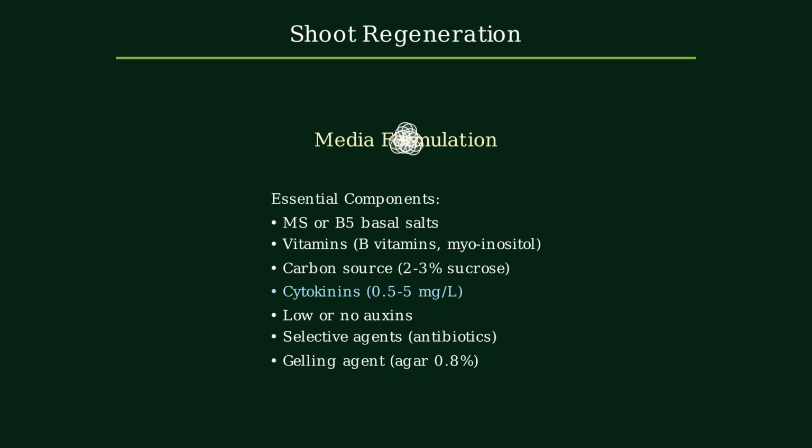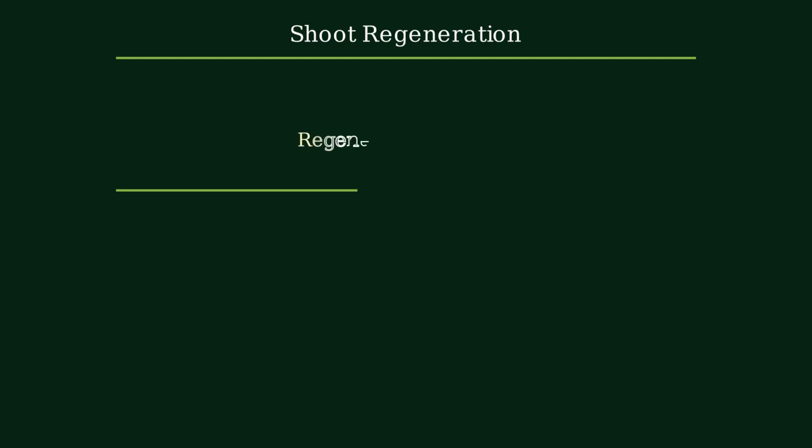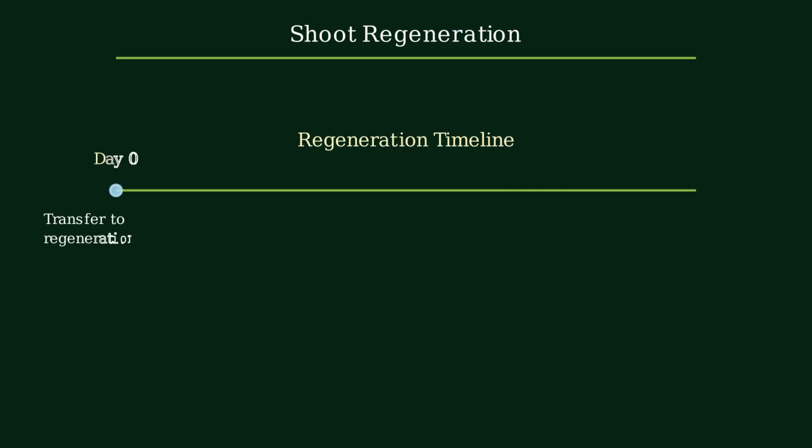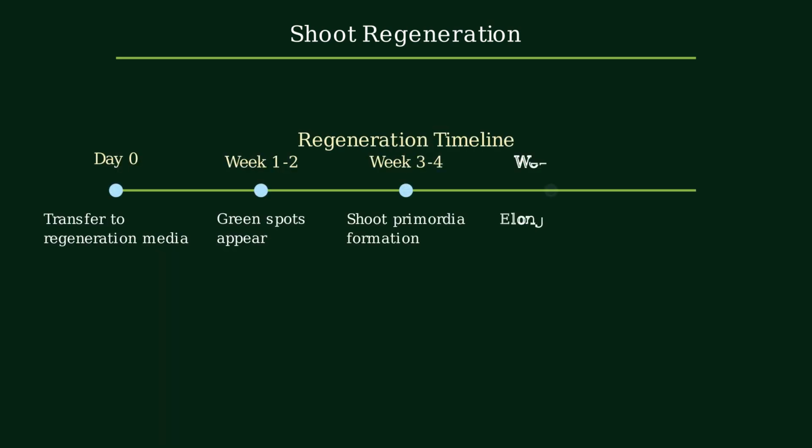It typically contains MS or B5 basal salts, vitamins, a carbon source like sucrose, and most importantly, cytokinins at concentrations between 0.5 and 5 milligrams per liter. The ratio of cytokinins to auxins must favor cytokinins for shoot development. The media also includes selective agents to maintain selection pressure and prevent growth of non-transformed cells. Shoot regeneration is a time-intensive process that typically unfolds over several weeks.